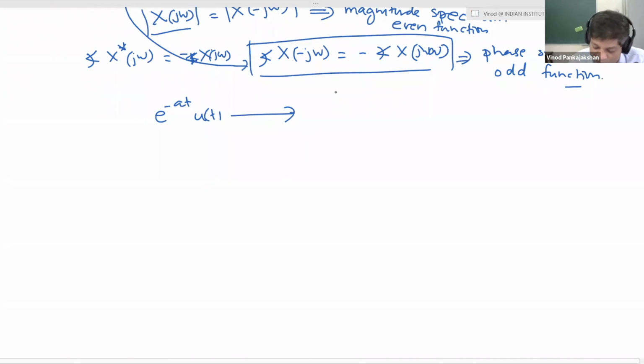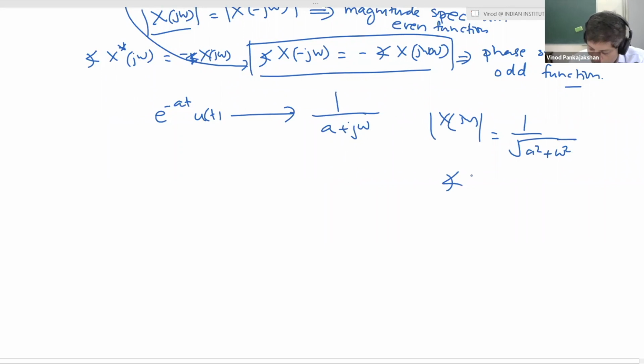What is the Fourier transform of this? 1 upon a plus j omega. And what about the magnitude and phase spectrum of this? What is magnitude spectrum? Is it 1 upon root of a square plus omega square? And phase angle is tan inverse omega by a. It is not tan inverse minus tan inverse omega by a.